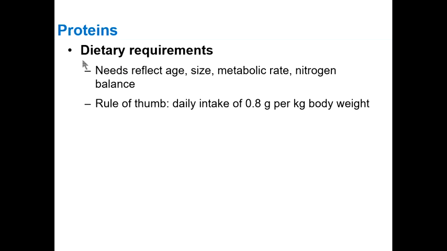So the dietary requirement for proteins fluctuates depending on many factors that you can read here, but just the rule of thumb is about 0.8 grams per kilogram of body weight, right? Not per pound, right? Per kilogram, there's 2.2 pounds in a kilogram.